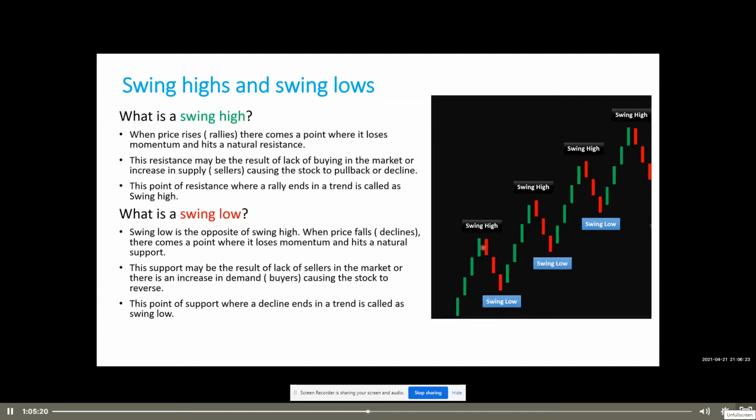So what is a swing high here? If you study the psychology of these candlesticks, you see that the stock made a push up, but at some point there comes a point where it loses momentum and hits a natural resistance. This is what we call resistance.